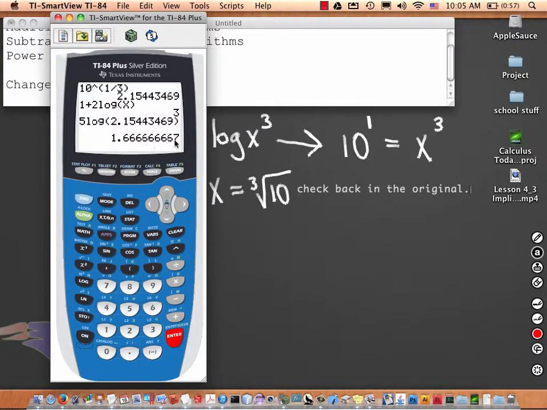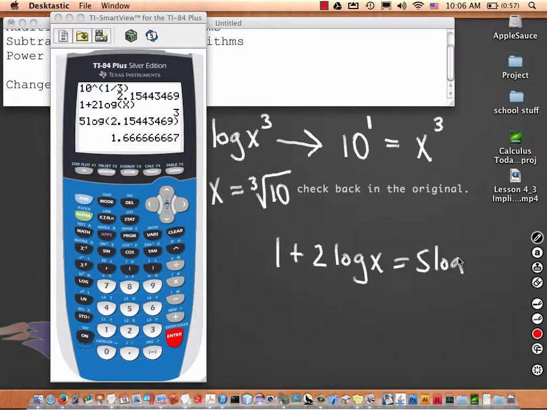What was the original equation? 1 plus log x, 2 log x equals 5 log x. So 5 log x. 10 to the 1/3. I know I did something wrong and I want to know what I did wrong. 1 plus 2 log x equals 5 log x. That's the original, right? Yep.